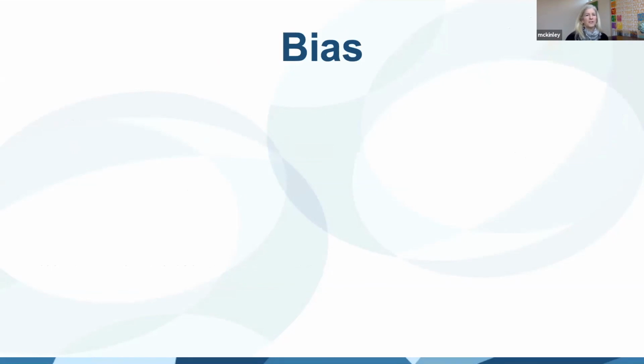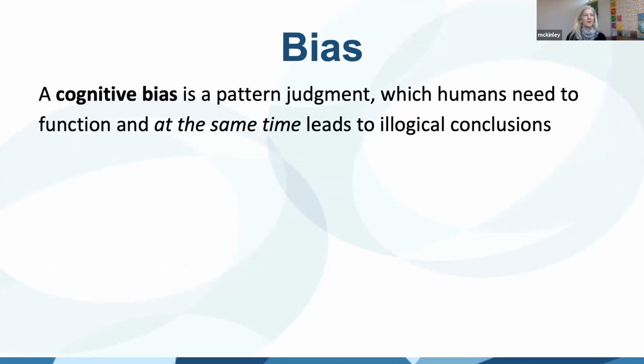All right, so what is bias? Bias is a pattern of judgment which humans need to function. And at the same time, it can lead to illogical conclusions. So we really need to be able to generalize and memorize stuff and just do it that way all the time. So my joke is, if you have to think about where your underwear is, it's going to be a bad day.